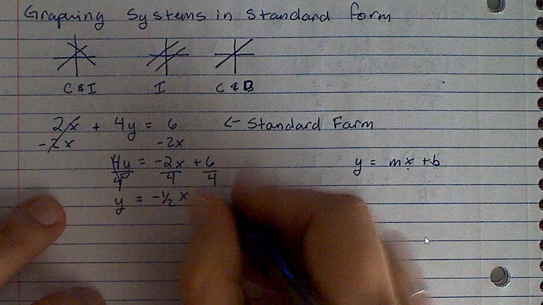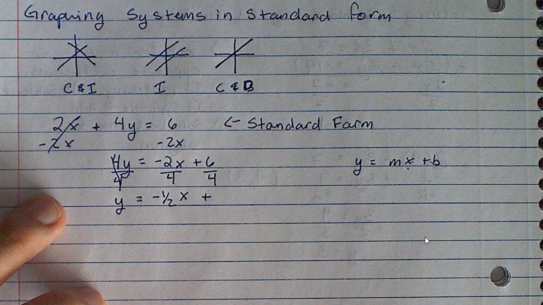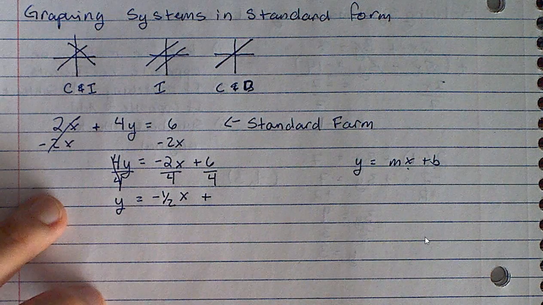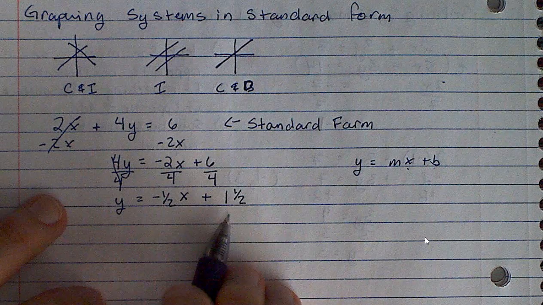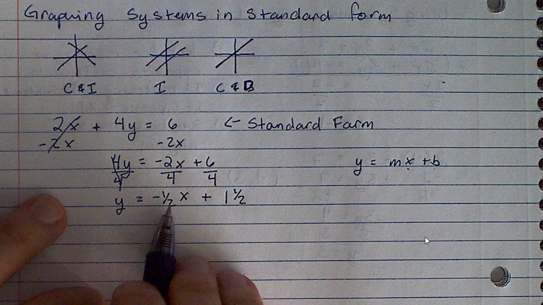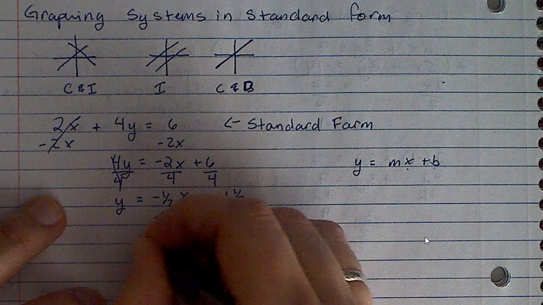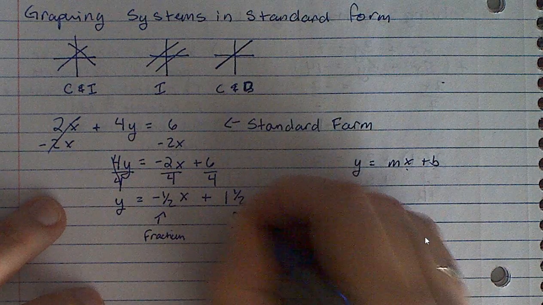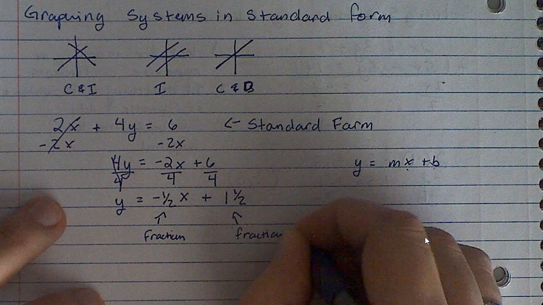Do you want to keep it as a fraction? We can keep it as a fraction, or we can make it a decimal. It doesn't matter. This one has to stay a fraction, though. 1.5, so plus 1 and 1/2. If you wanted to make that 1.5, that would be fine. This one must stay a fraction. This one can be fraction or decimal. Doesn't matter.